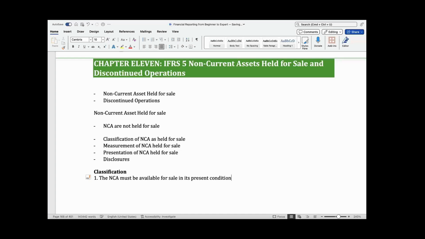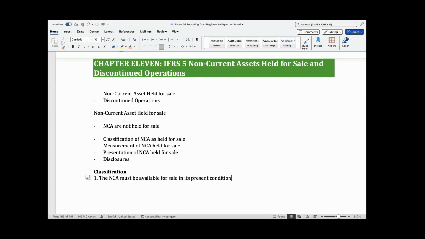If it is a machinery or a plant that you were using in your factory before, and you now decided that you want to sell it, okay, when you have made that kind of decision, then we say that plant becomes a plant held for sale. So before you can classify it as held for sale in your books, it means that plant must be available for sale in its present condition.